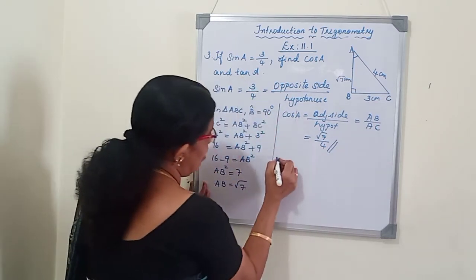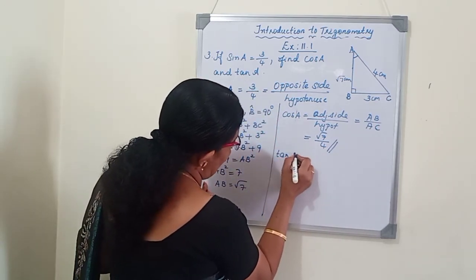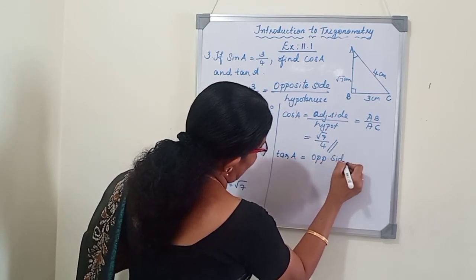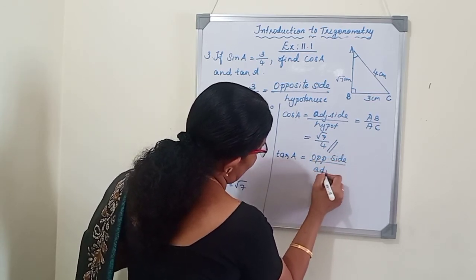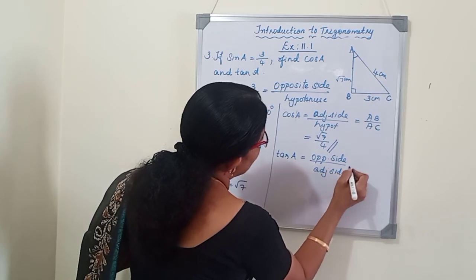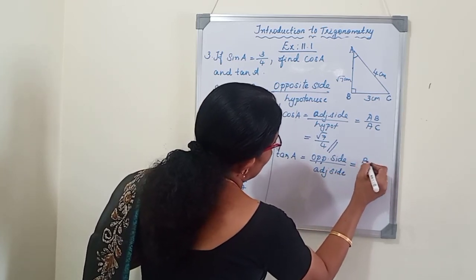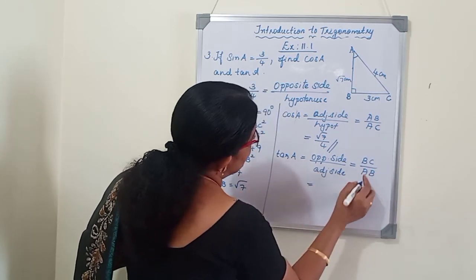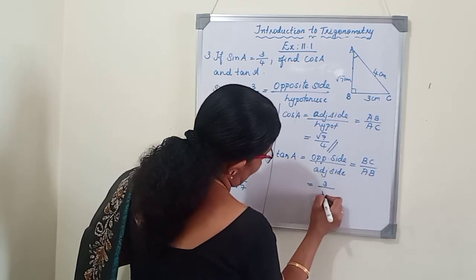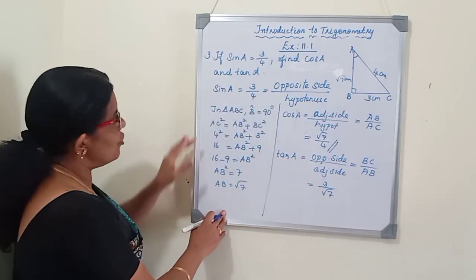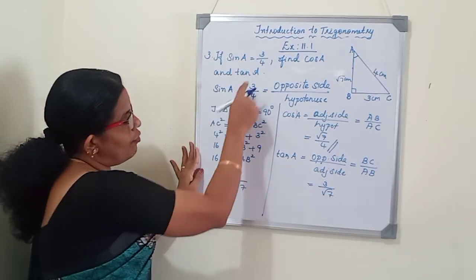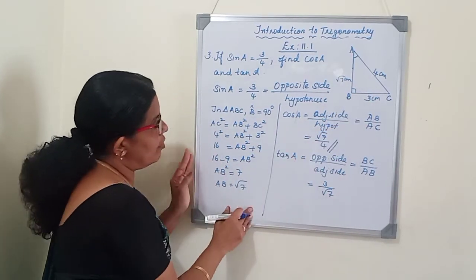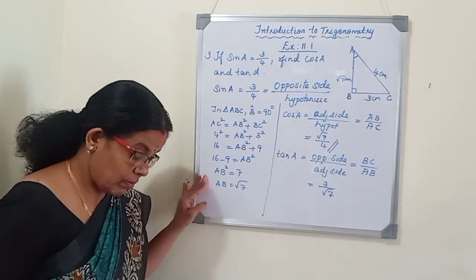And tan A. What is the formula for tan A? Tan A equals opposite side by adjacent side. The opposite side is BC and the adjacent side is AB. So, 3 by root 7. So, when any ratio is given, according to the formula, substitute the value in the triangle, find the third side, and we can write all the trigonometric ratios.